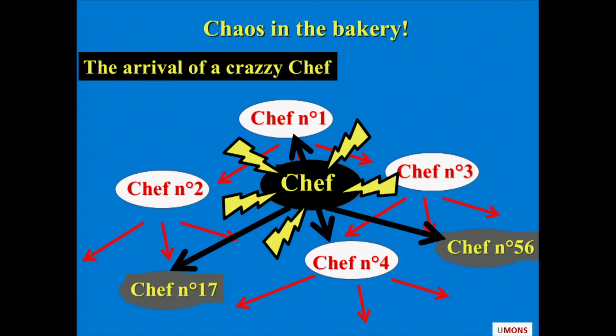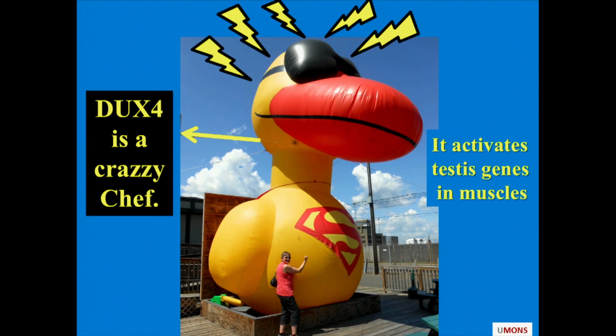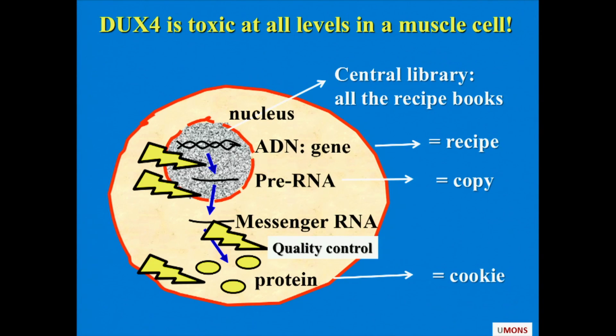Okay, so there we have a crazy chef. And in fact, your crazy chef is named DUX4. Its problem is that it activates testis genes in muscles, which creates chaos. And DUX4 is toxic at all levels in a muscle cell. So every spot where I've put this little flashlight, little yellow flash, is showing at which level DUX4 is toxic.